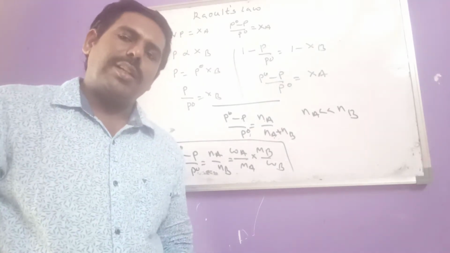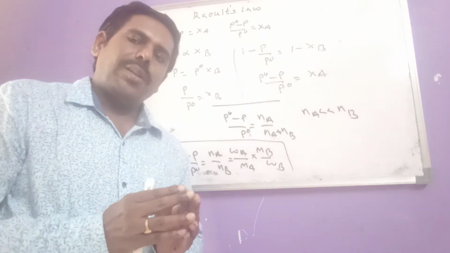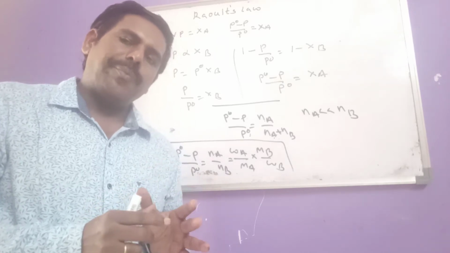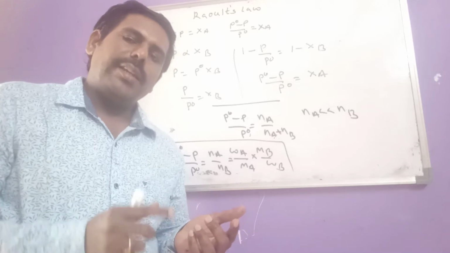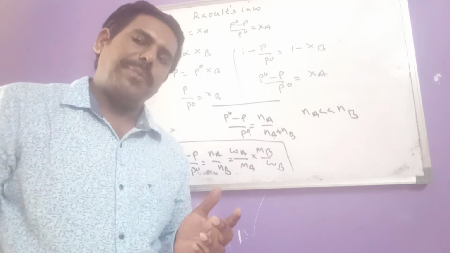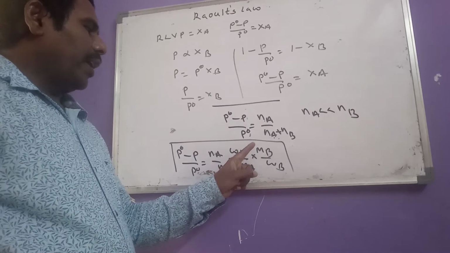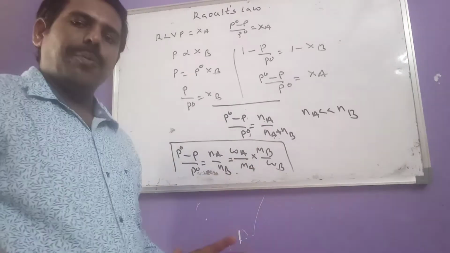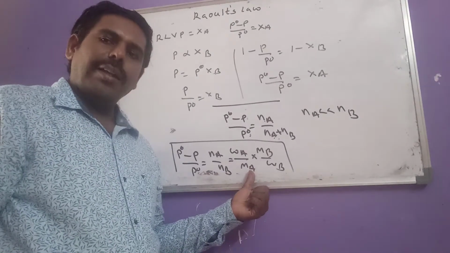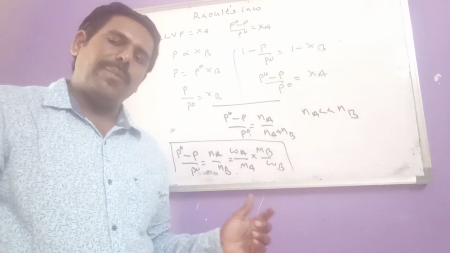Now what are the questions we get related to this? In the question we get P naught and P values. By using them, we have to find out the XA and also XB values. That is one type of question. And another one, they give P naught and P values and also Wa, Mb and Wb. By using all these values, we have to determine the molecular weight of the solute. That is another type of problem we get from Raoult's law.